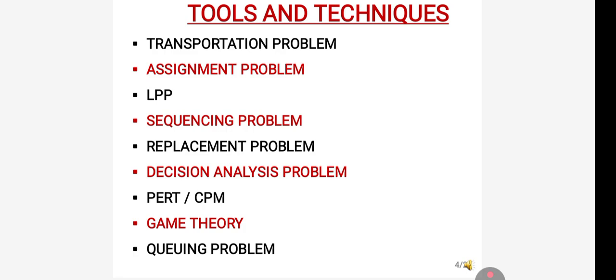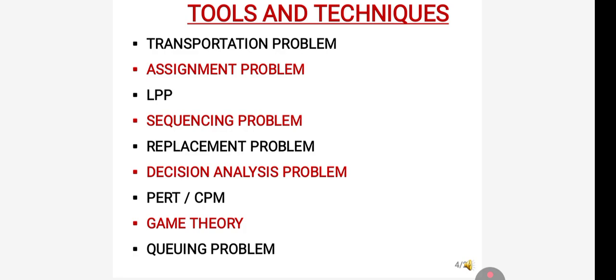So for that purpose, we make use of the game theory. That helps us to find out the suitable strategy to maximize our chances of victory. And at the same time, that will ensure that it will minimize the chances of victory for the opponent.